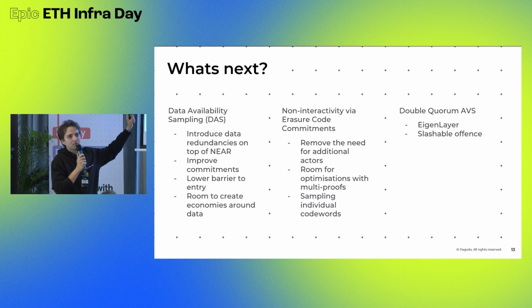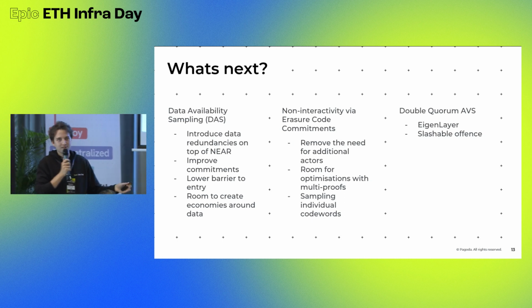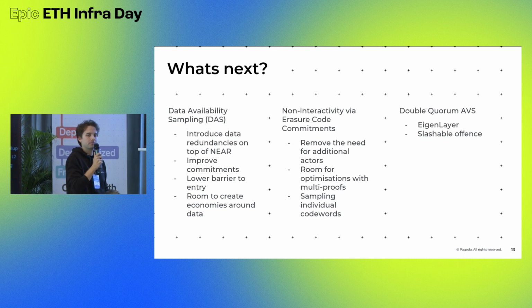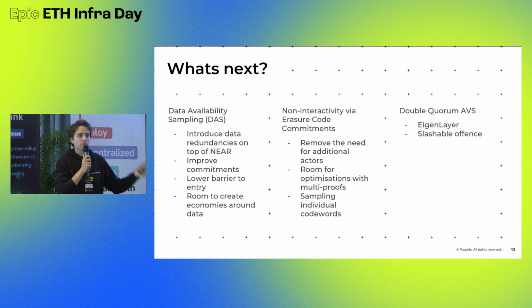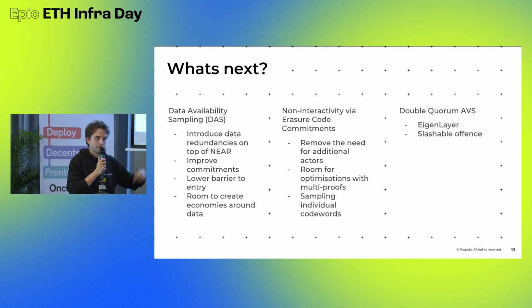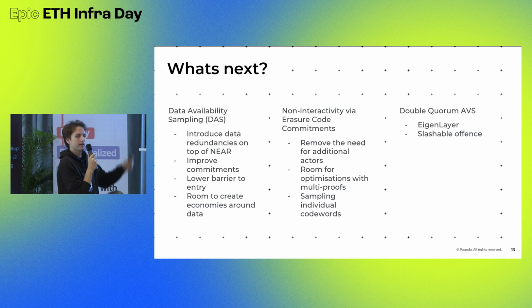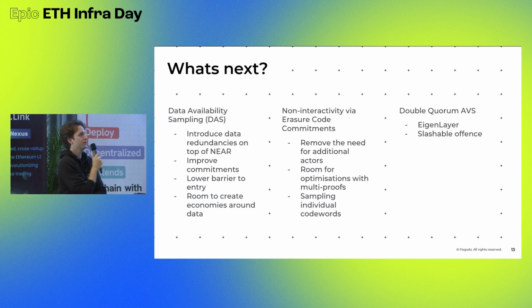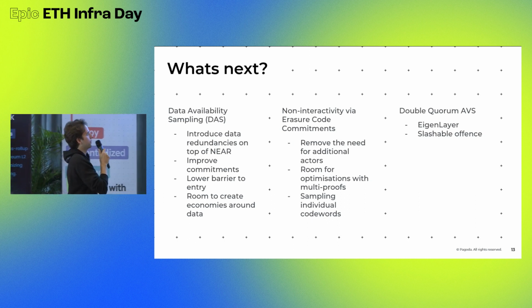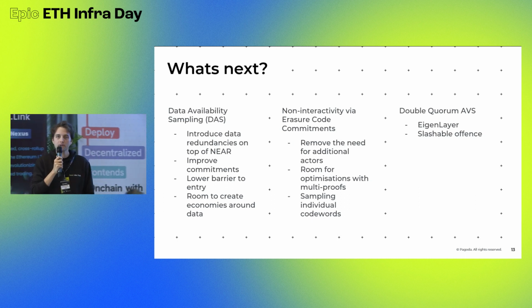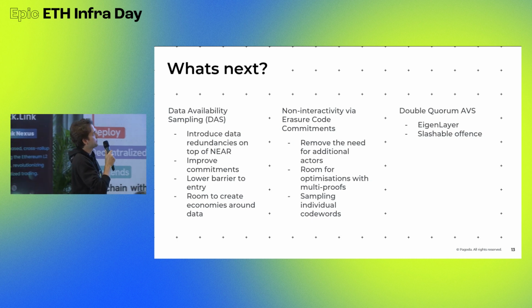We want to do some data availability sampling. Where it's going to live, is it going to be on its own node or is it going to be on the protocol? That is up for discussion. We want to introduce data redundancies on top of NEAR. We're looking into 2D erasure coding and homomorphic hashing, so that the blow-up factor doesn't increase a lot. We want to lower the barrier to entry for DAS, because right now, for you to access the data, you need to run a node, or ask an RPC. We're thinking about room to create some economies around DAS clients.